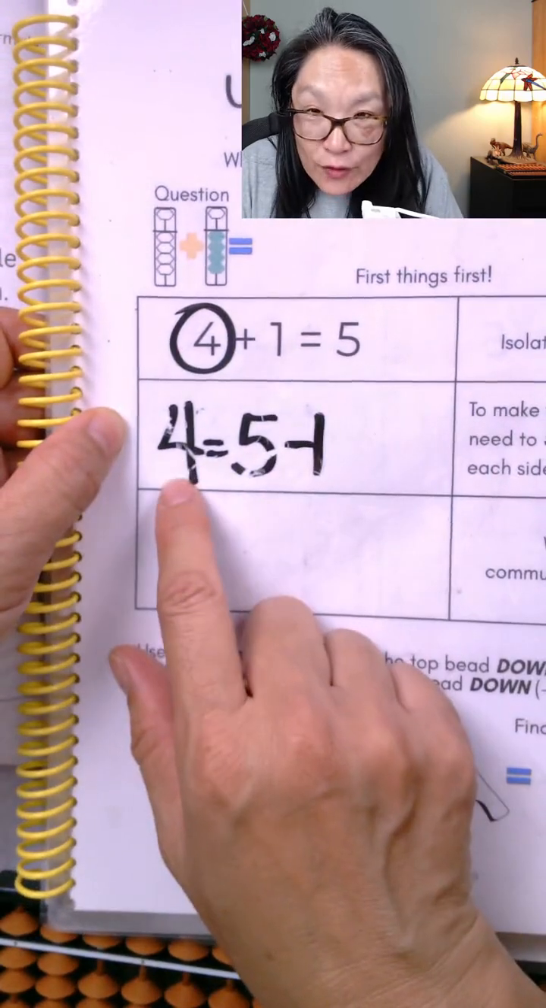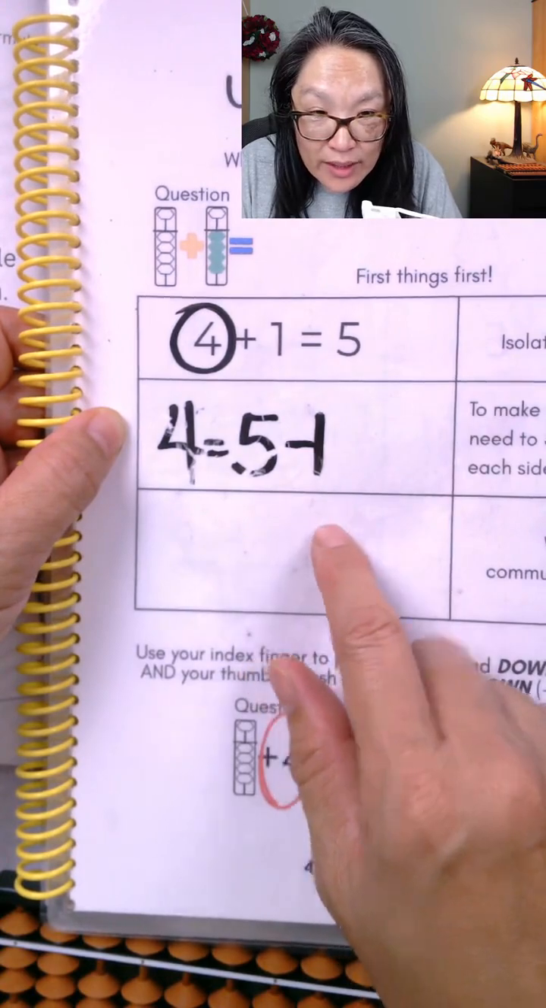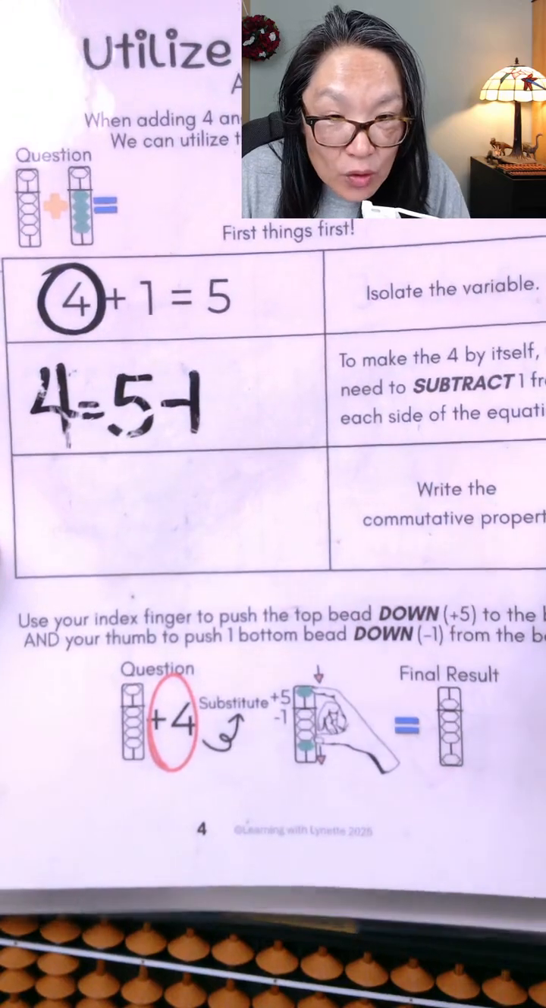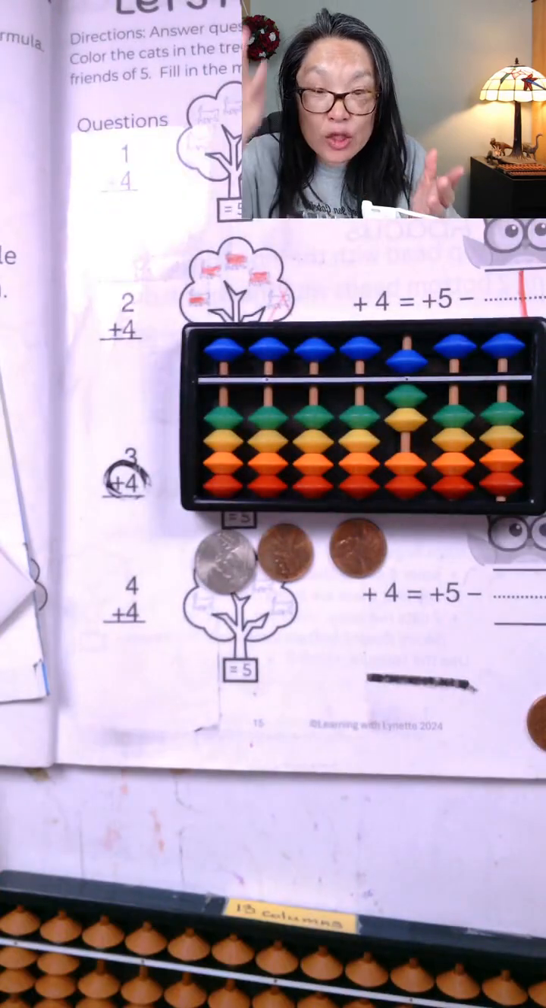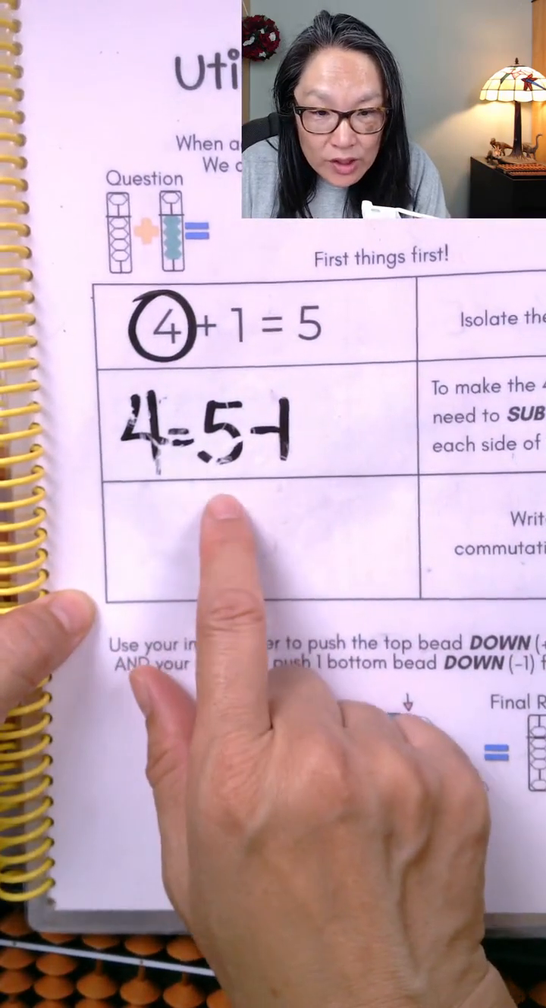We isolated the variable. We want to add the 4. We substituted the 4 with this 5 minus 1. And then we added it in. So basically, in order to add, you need to subtract. Exactly. You need to understand how to balance the equation. So that's what we did. We balanced the equation.